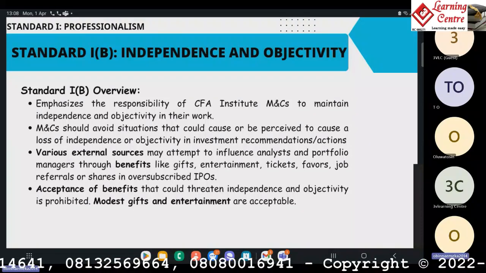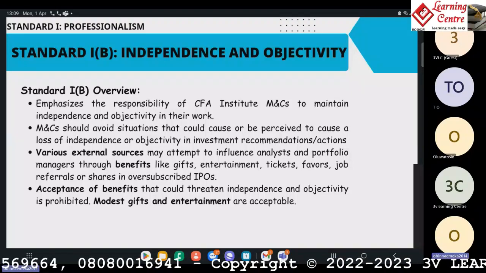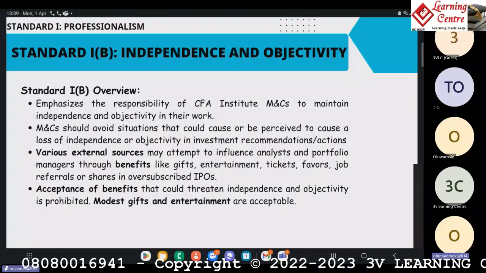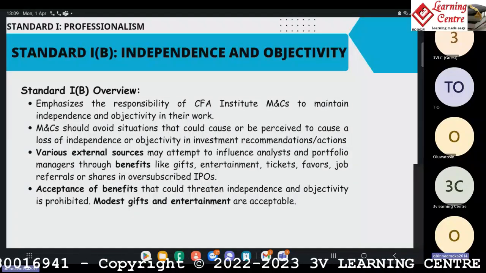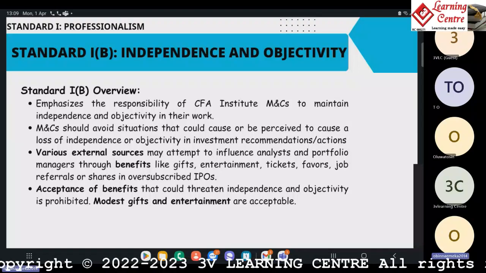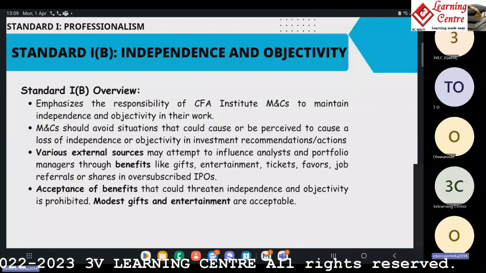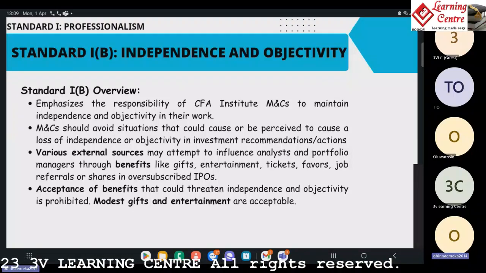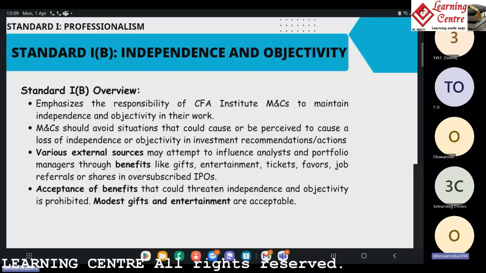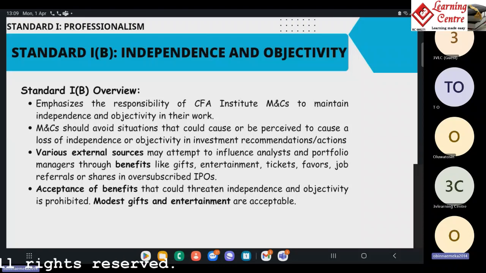So because of that, according to this standard, any acceptance of benefits that can threaten your independence and objectivity is prohibited. However, you can accept modest gifts and entertainment, right? Say you went to research a company and they gave you a corporate pen and a company notebook to take some notes. Those things are not anything. Or maybe they gave you a cup of coffee or bottled water. Small things don't really mean much, right?